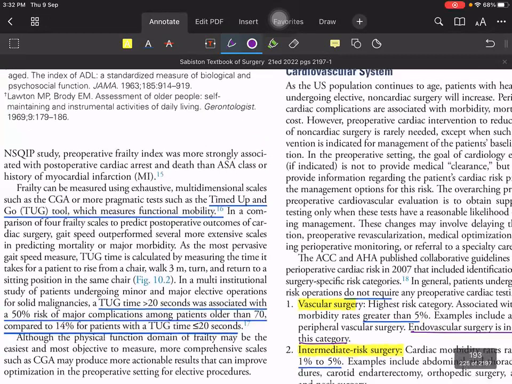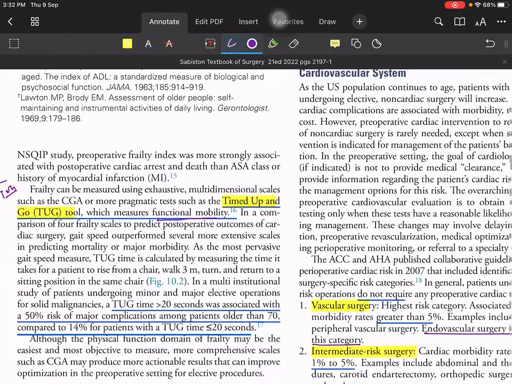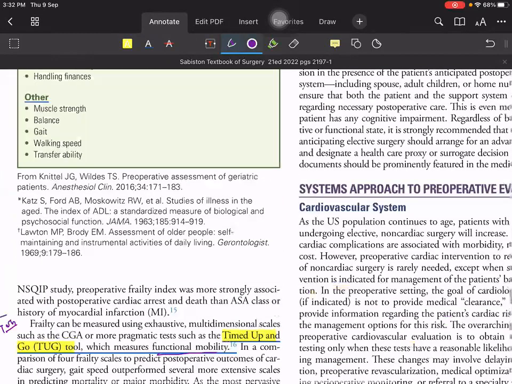Here they are telling about the Timed Up and Go tool, which measures the functional mobility of the patient. This is called the TUG tool. You have to know about this TUG tool. So what is the TUG tool? This is the Timed Up and Go test.